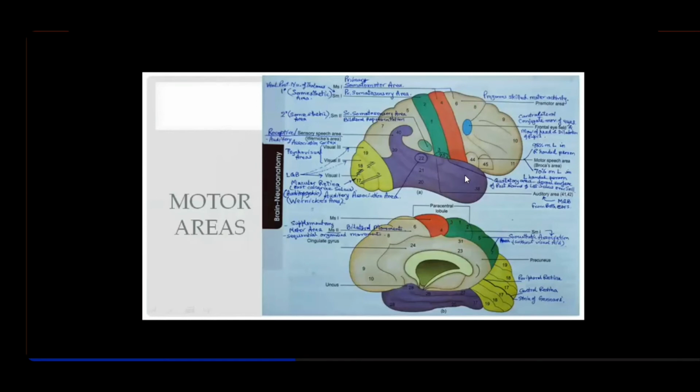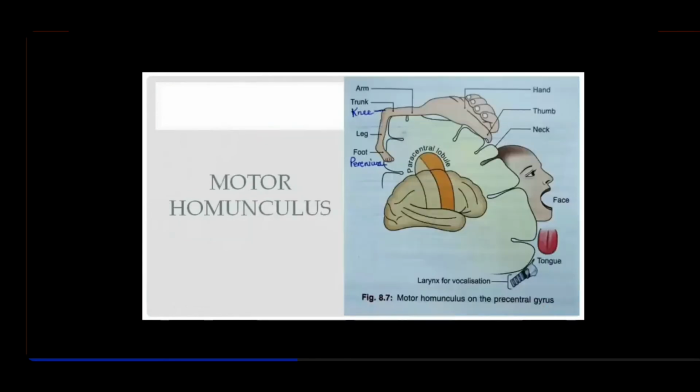Okay, focusing, understanding, and paying attention are all related to the prefrontal gyrus. Okay, so those are all the motor functional areas which I have taught you. Next lecture I'll be teaching about the sensory areas.